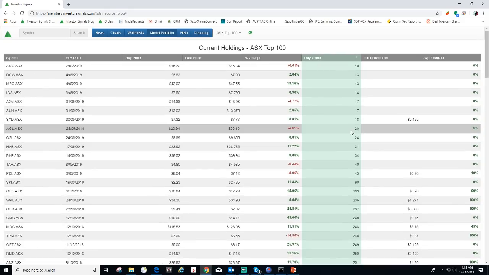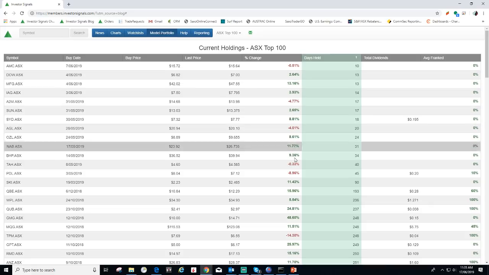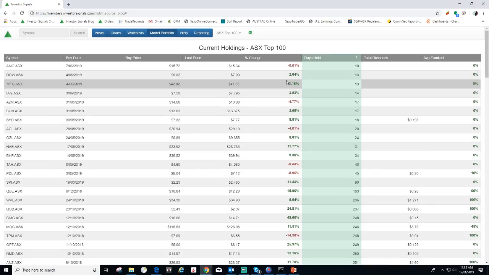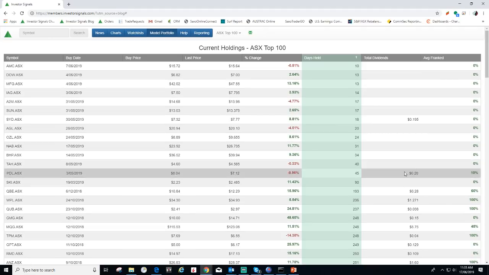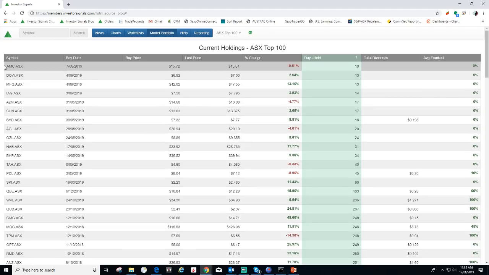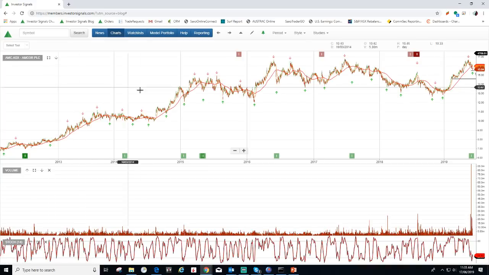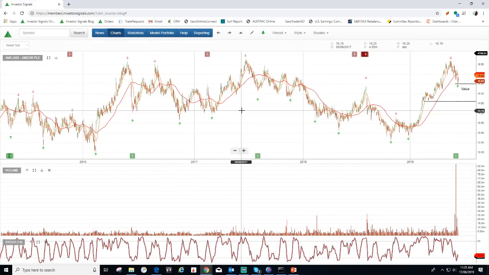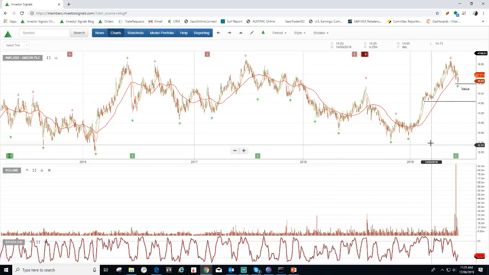Just as a reference point, the way these returns are calculated, it's the capital gain in the stock as well as the dividends. The accumulated dividends are added in this column here. So if we click on Amcor, I'll just provide a little bit of commentary as we roll through these stocks. Amcor's been added back into the model portfolio as a result of it switching from sell conditions back into buy conditions. So Amcor has a bullish structure of a higher high, higher low.